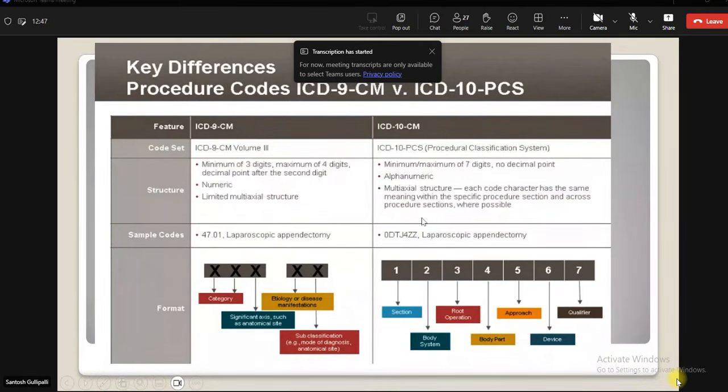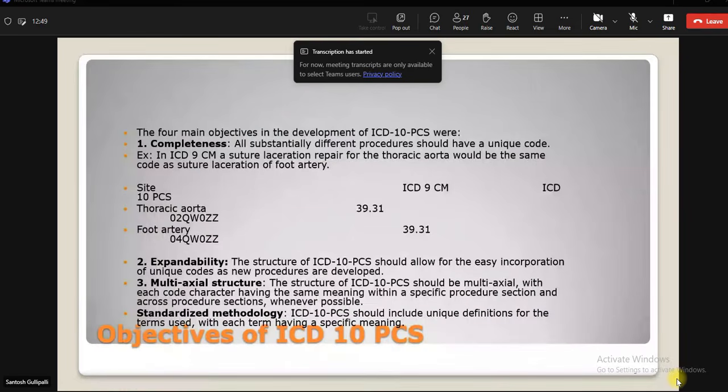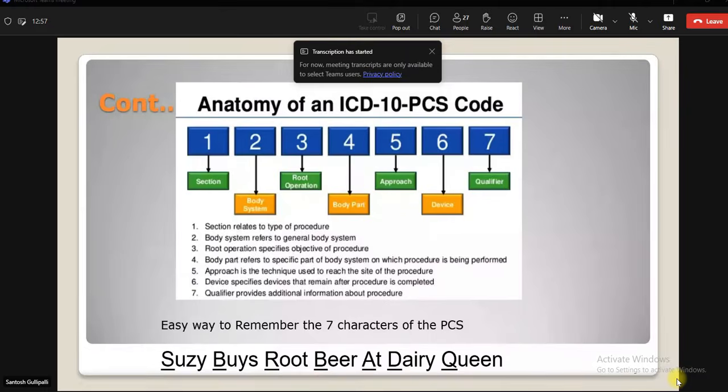Coming to the ICD-10 PCS code structure, this is a very important interview pattern question. What is the ICD-10 PCS code structure? There are 7 characters in ICD-10 PCS. The first character is section, the second is body system, and the third is root operation.